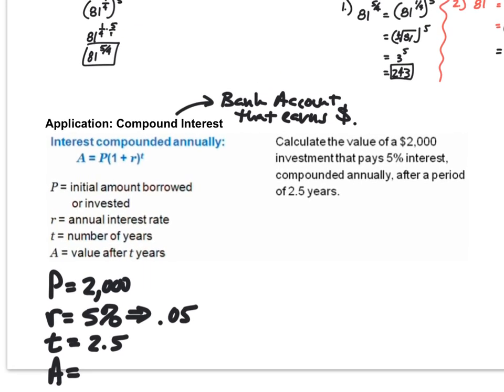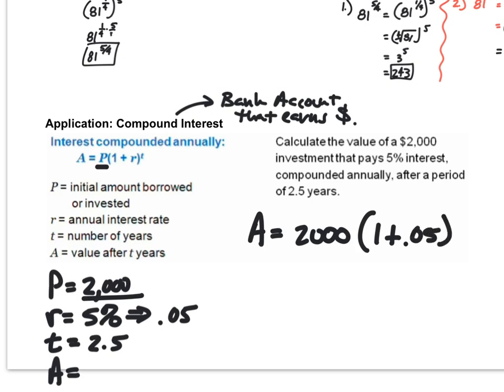So let's put all this together, okay? I don't know what A is, but I know that my P, this value here, is $2,000. So I put $2,000 here times 1 plus 0.05, which is R. Okay, there's R. My R was 0.05. And then we're going to raise that to the T power, and that power is 2.5.